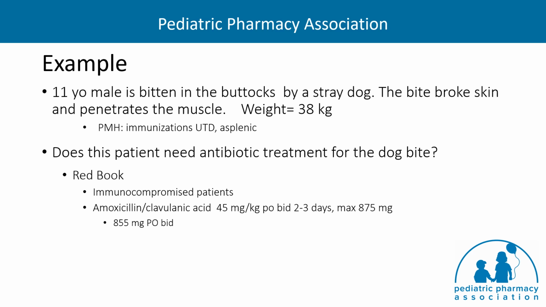In this case, the best reference to use is the Red Book, looking under the immunocompromised patients since he is asplenic. The Red Book recommends amoxicillin clavulanate 45 milligrams per kilogram by mouth for 2 to 3 days. His dose would be 855 milligrams since his weight is 38 kilograms.